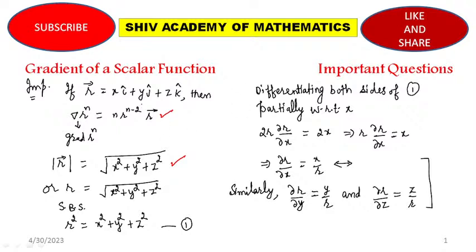It is under root x square plus y square plus z square, and you write it as this scalar r. So magnitude of r is this scalar r, and you are getting this under root x square plus y square plus z square.